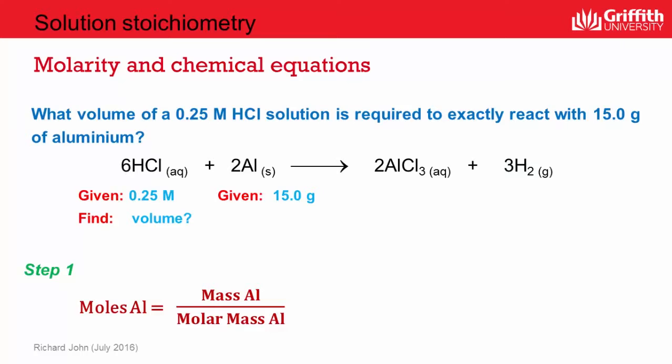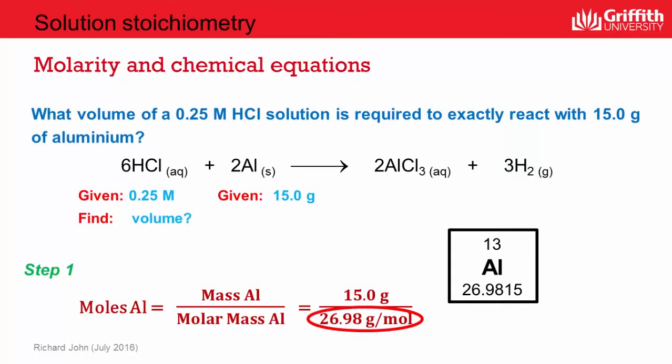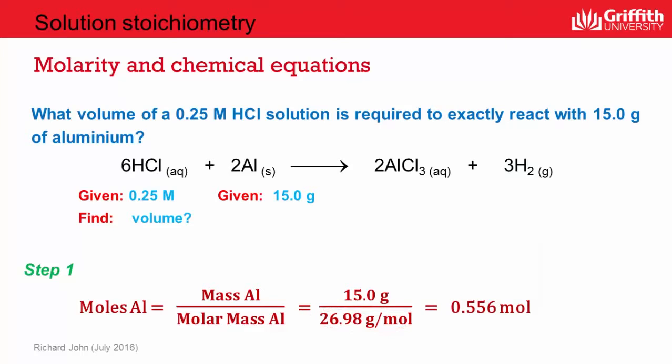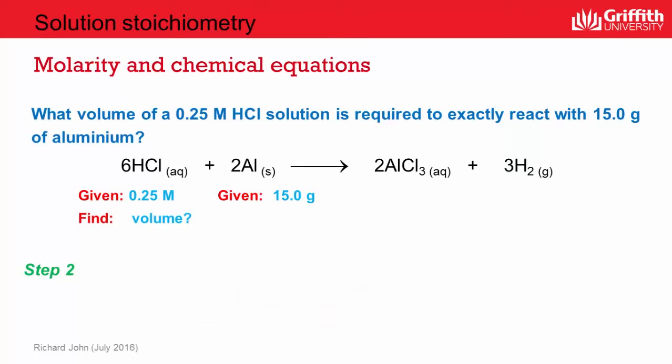So step 1, moles of aluminium equals mass on molar mass. So that's using our old molar mass equation, and we've got an expression there, 15.0 grams over 26.98 grams per mole. This information, 15.0 grams, was given to us in the question, and this information about the molar mass of aluminium we take directly from the periodic table. When we plug those numbers into our calculator, we get 0.556 moles of aluminium.